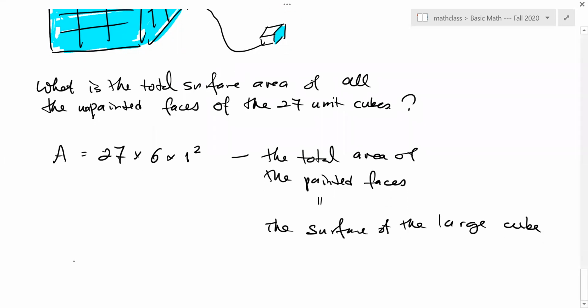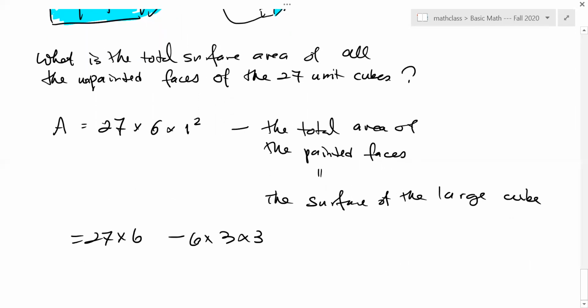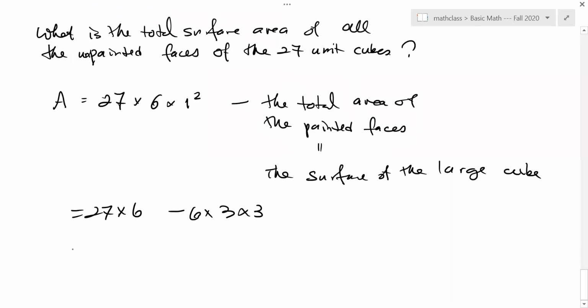Right. So therefore, it's going to be 27 times 6 minus the larger cube. The larger cube has each face being 3 times 3, that's the surface area, and times 6 because there are 6 faces. Okay, so let's calculate this.